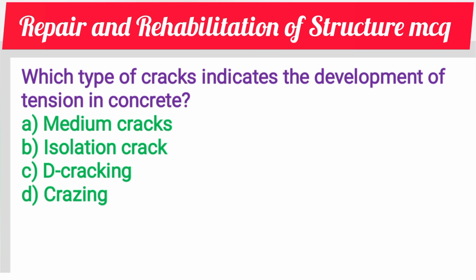Next question, which type of cracks indicates the development of tension in concrete? Option A, medium cracks. Option B, isolation cracks. Option C, decracking. Option D, grazing. So the correct answer is option B, isolation cracks. So isolation crack is the main indication of the structure fail due to tension.